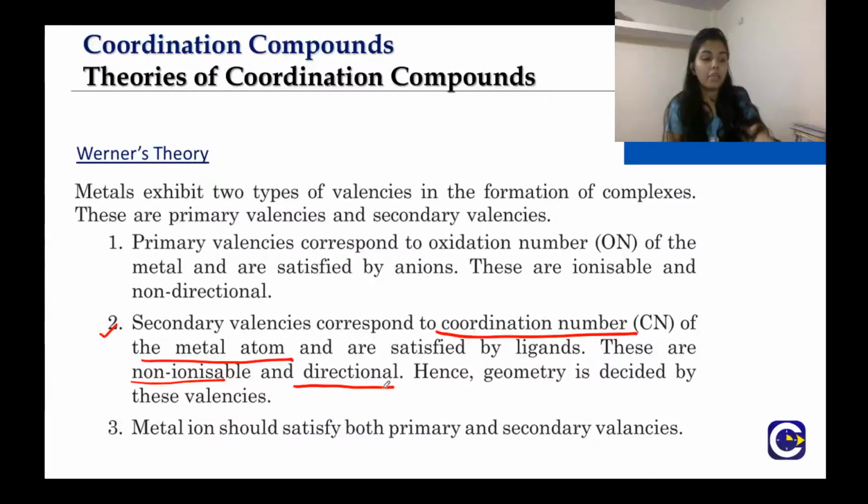So the geometry around the metal atom, or the geometry of the complex, is basically decided by secondary valencies, because these valencies correspond to the coordination number. So two things you have to remember: the metal ion possesses two types of valencies. One is the primary valency, which corresponds to the oxidation number of the metal, and one is the secondary valency, which corresponds to the coordination number of the metal atom. And in a complex, the metal should be able to satisfy both the primary valency and the secondary valency, right? You will be able to understand this concept better in the next slides.